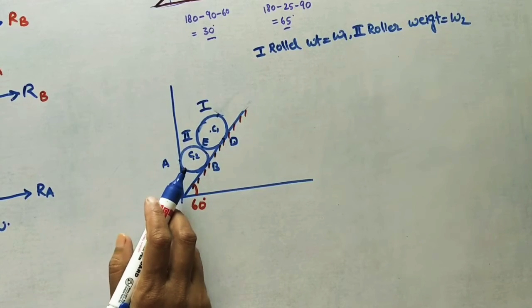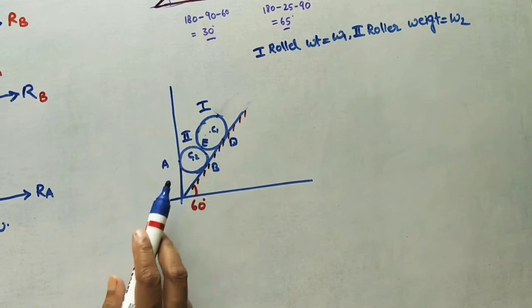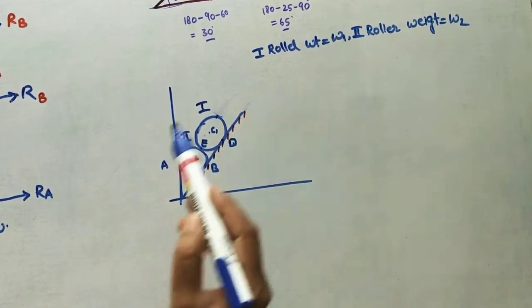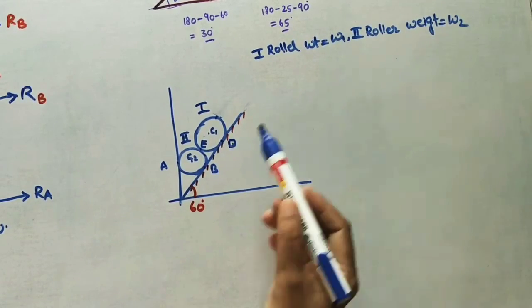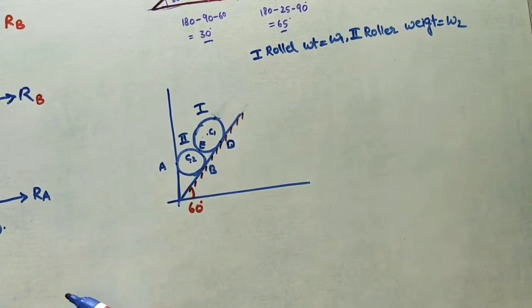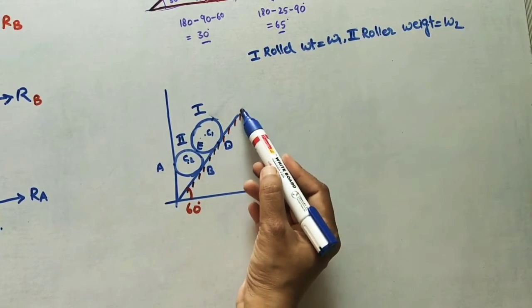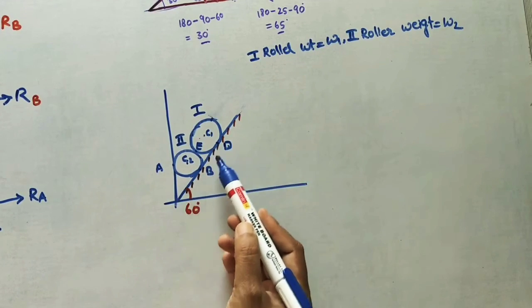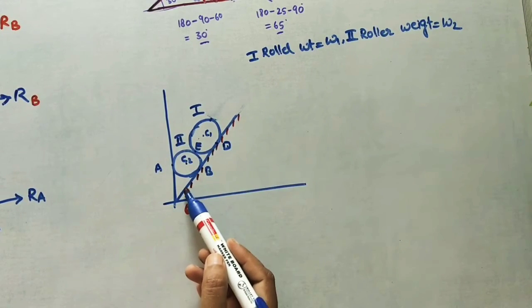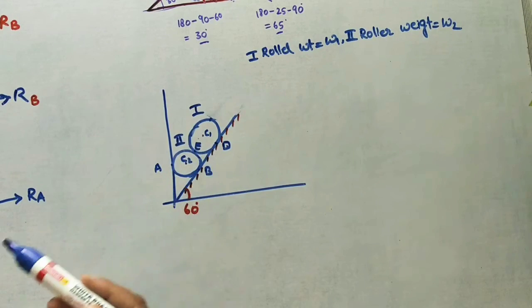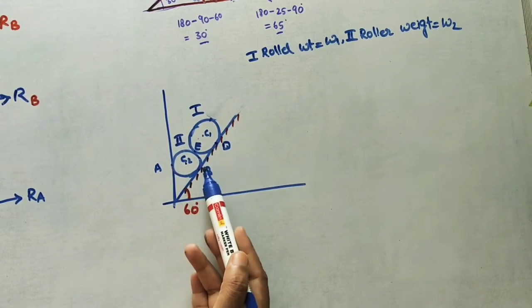Take the next example. In it, two rollers are there. Here roller 1 weight is W1, let us assume. Roller 2 weight is W2. And these two are like this as given in the diagram. These are resting on the inclined surface which is making 60 degrees with the horizontal. So how to do the FBD for finding the reactions at contact points?